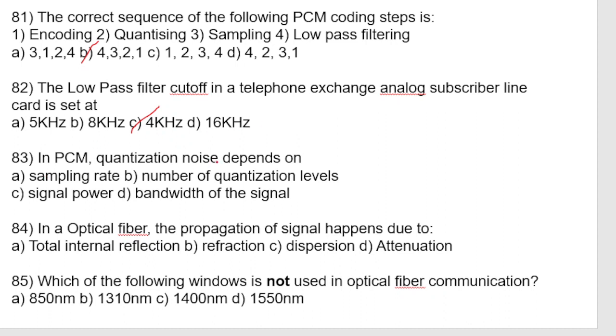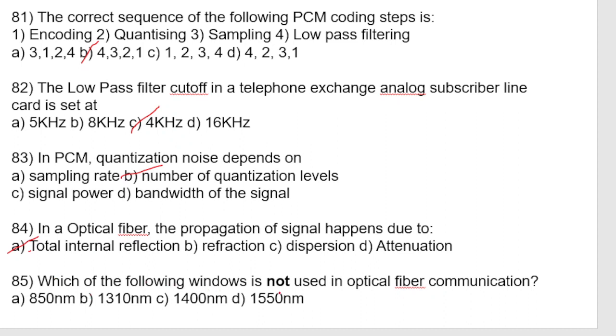In PCM, quantization noise depends on sampling rate, number of quantization level, signal power, bandwidth of the signal. So this is number of quantization level in PCM. In optical fiber, the propagation of signal happens due to TIR, total internal reflection, reflection, dispersion, attenuation. So it is simple TIR only. It can be asked again because it is optical fiber and we are giving FTTH fibers to the subscriber, so it can be asked again this question.